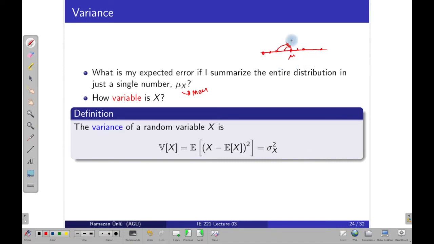The calculation method for this variability gives us the variance. The variance of a random variable x, which can take different values, is as follows. The variance of x is the expected value of (x minus the expected value of x) squared, and this is also shown as sigma squared x. So this is the variance.